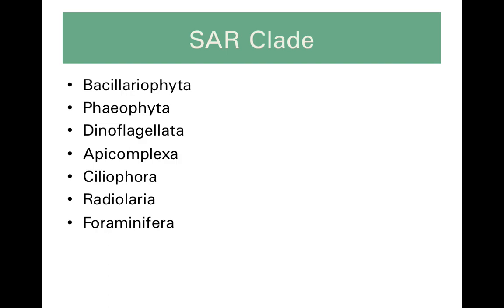So my cat and I are here to talk to you about the SAR Clade. SAR is an acronym for the three major subclades of the SAR Clade. And in there we're going to find 7 phyla that we're interested in, among others. There are many, many others in there. But we are interested in these: Bacillariophyta, Phaeophyta, Dinoflagellata, Apicomplexa, Coleophora, Radiolaria, and Foraminifera.